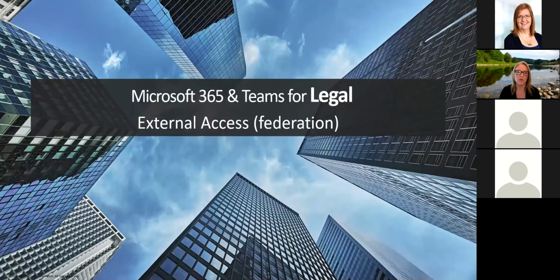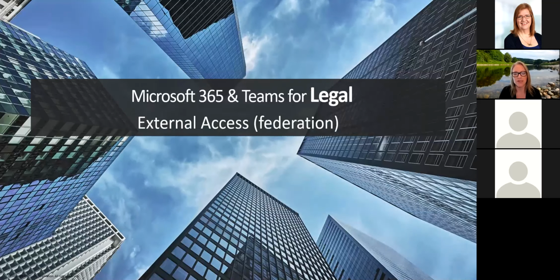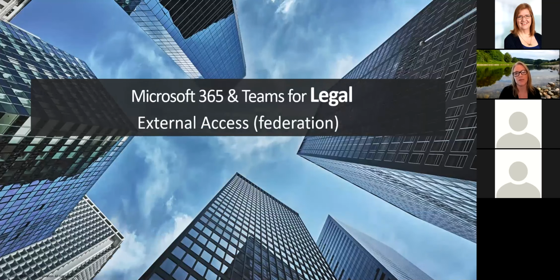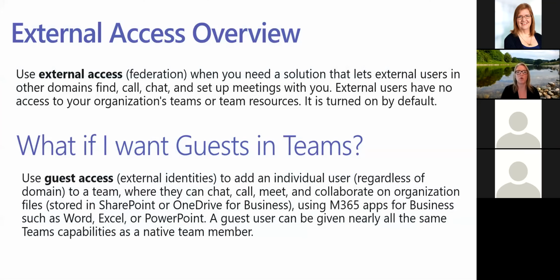So now we understand a little bit of the architecture and anonymous access. Let's get into what is external access. So external access is where you need a solution that lets users in other domains find, call, chat, and set up meetings with you. External users have no access to your data. They cannot even get into Teams because this does not give them permission or authentication to come into your environment. This only allows you to actually just see presence, easily chat with them while they're in their own tenant. This is turned on by default.